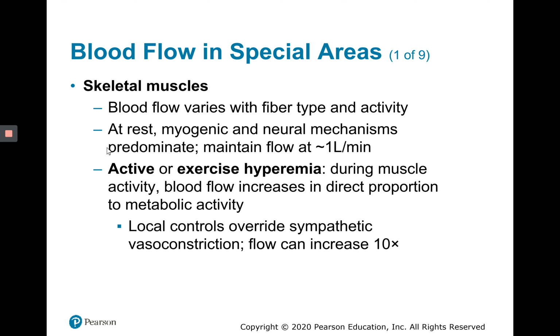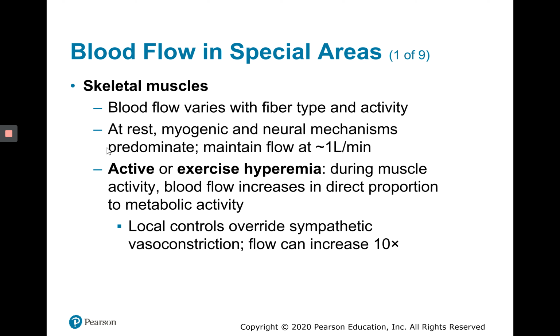Next, let's just look at some blood flow in special areas. So this isn't too specific. We just want to generalize these specific areas since we just got done talking about blood flow and how it's regulated. So for example, blood flow to skeletal muscle varies with fiber type, with activity. At rest, the myogenic and neural mechanisms for autoregulation of arterial diameter are going to really predominate.